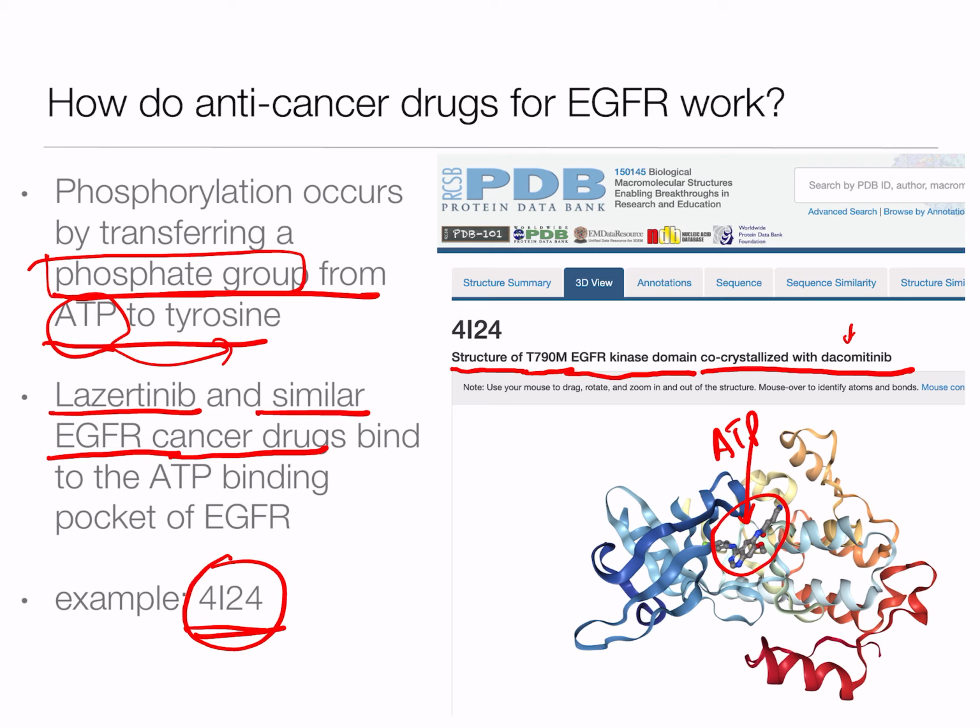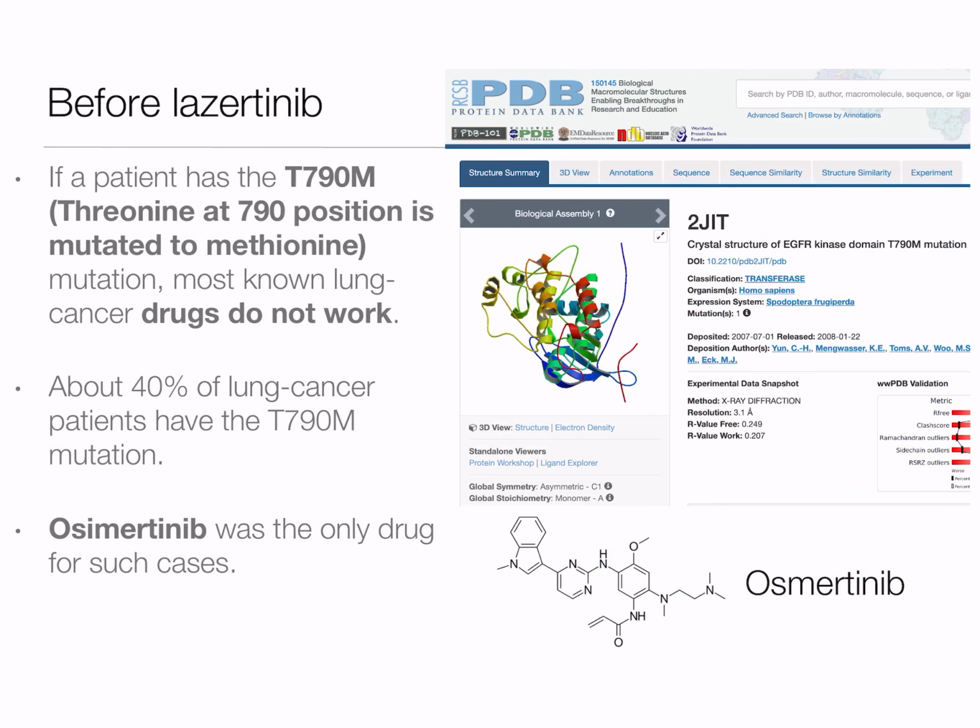But when this kind of anti-cancer drug comes in, then ATP does not bind here. Instead, this drug binds here, and it prevents ATP from binding to this pocket. Okay? So this is how drugs generally work. They bind with the protein instead of the natural ligands. Then what was so special about that new drug, lazertinib?